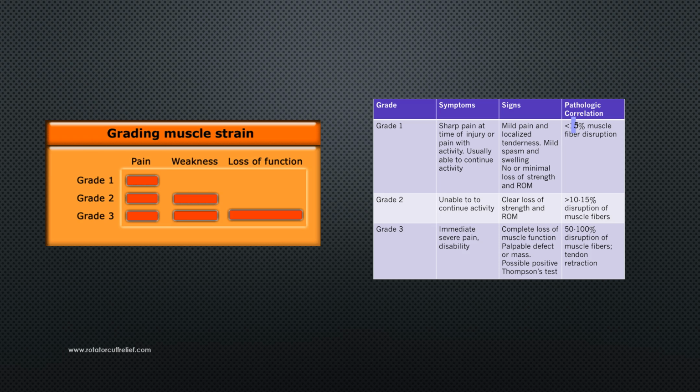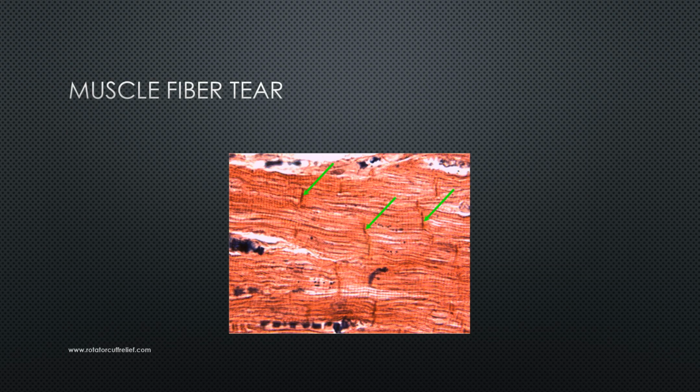In grade 3, that's the most severe. You have usually severe pain and disability, complete loss of function or very, very little function. Usually there's that palpable defect. Palpable meaning when you feel it, there's a little divot in there. And you have positive orthopedic tests. And on imaging, you have significant disruption of muscle fibers that shows up.